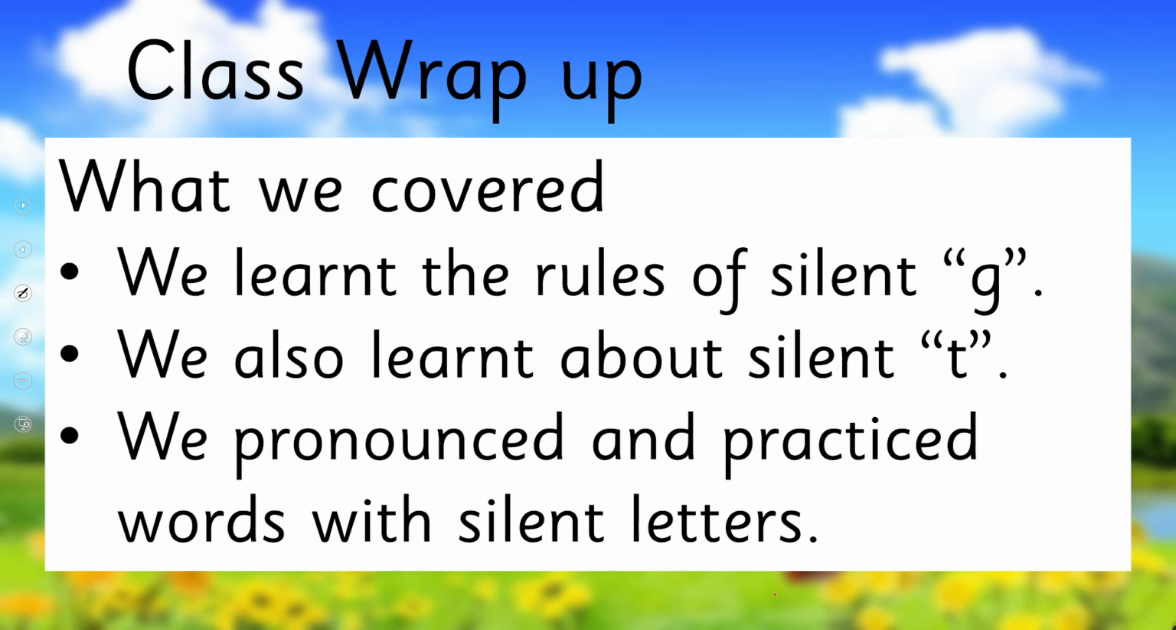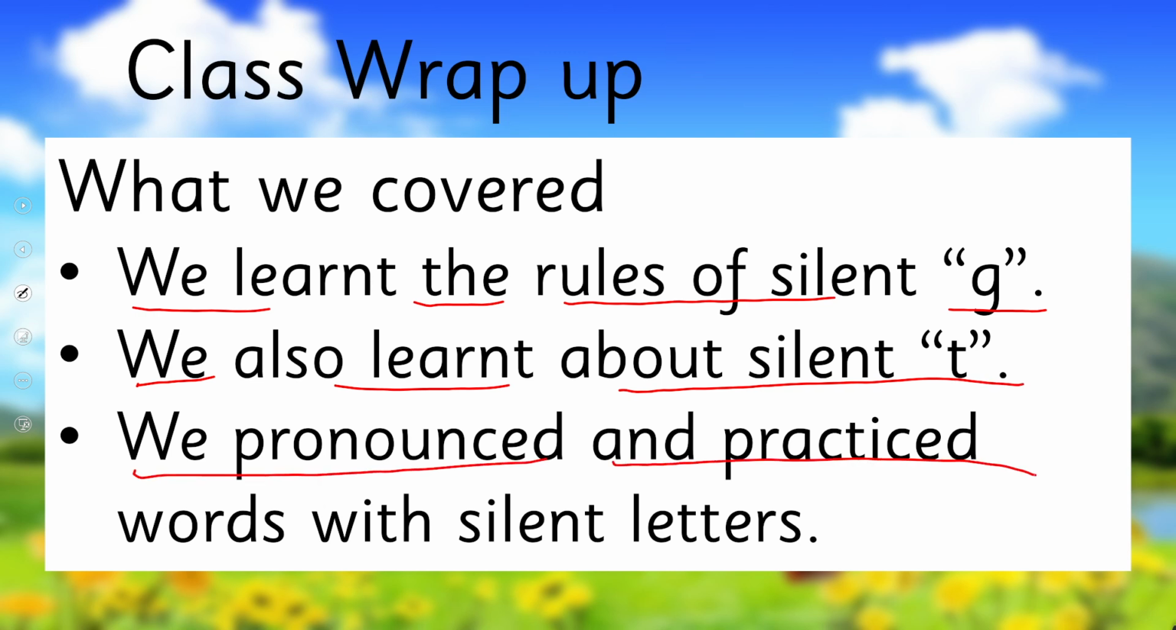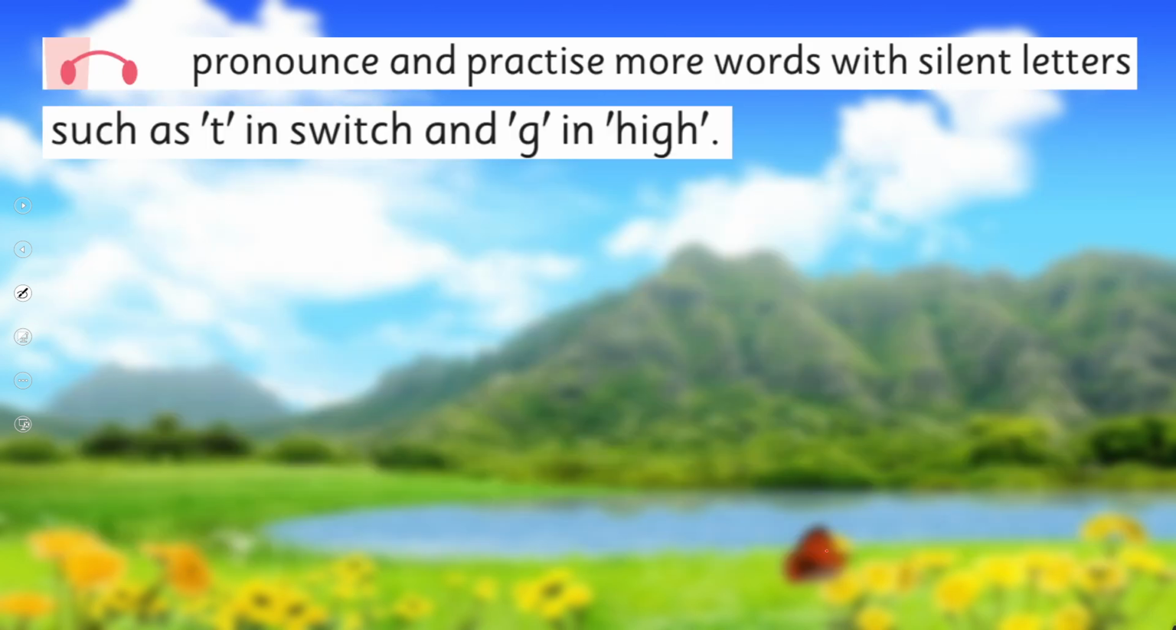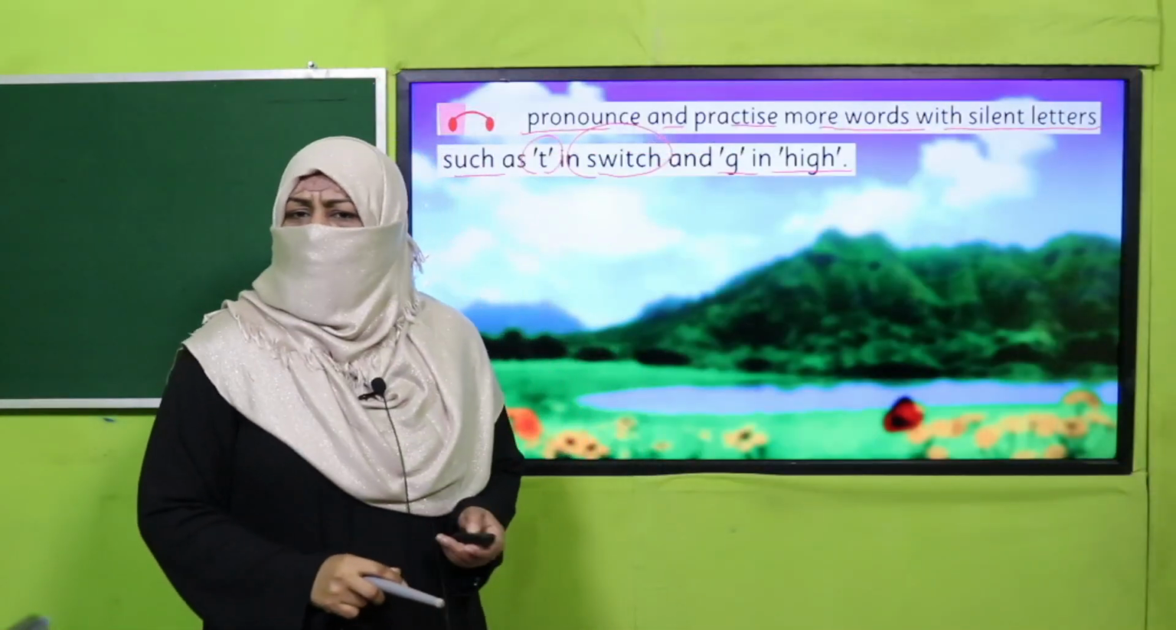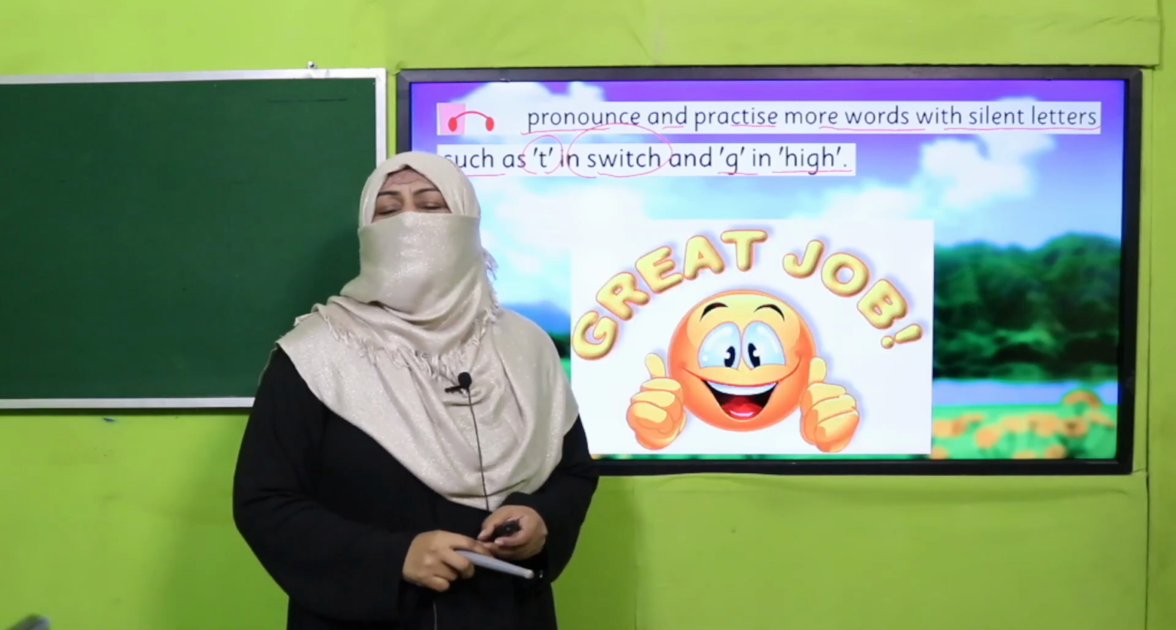So what have we learned today? We learned the rules of silent G and we also learned about silent T. We pronounced and practiced words with silent letters. So in this way, we achieved today's SLO, that is to pronounce and practice more words with silent letters such as T in switch and G in high. Are we done with it? Yes, that's it for today.